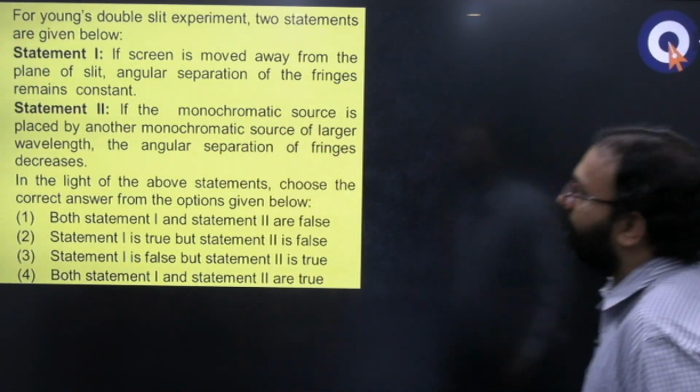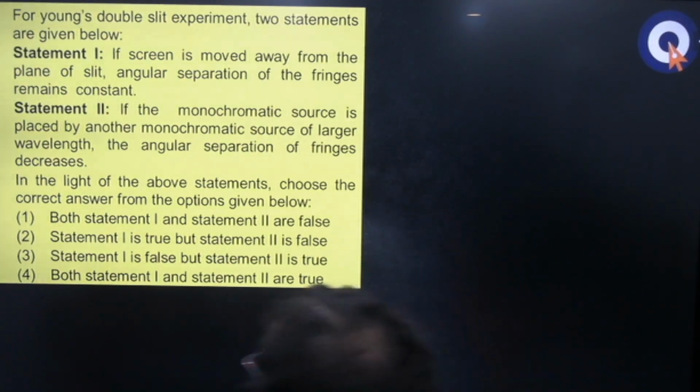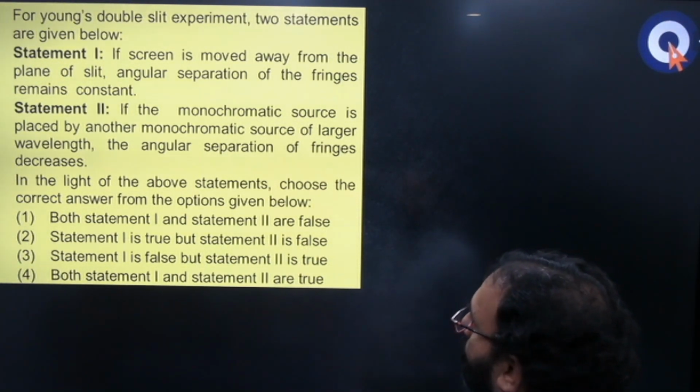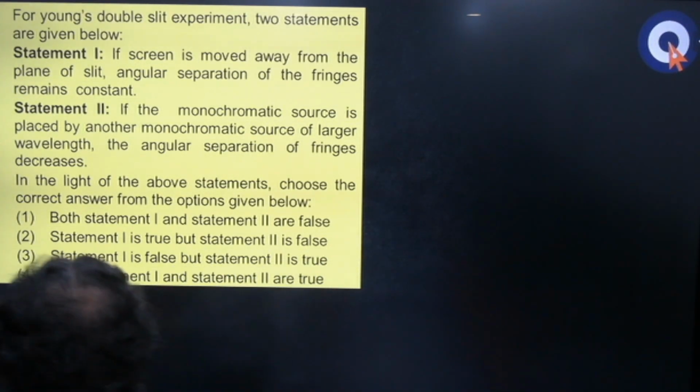For a Young's double slit experiment, two statements are given. The first statement is, if the screen is moved away from the plane of the slit, then the angular separation of the fringe remains constant. That is the first statement. We'll analyze whether it is a true or false statement. Statement 2: if the monochromatic source is replaced by another monochromatic source of larger wavelength, what happens to the angular separation of the fringes when the wavelength is changed?